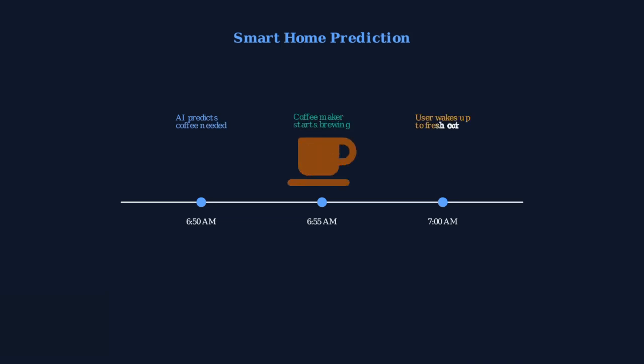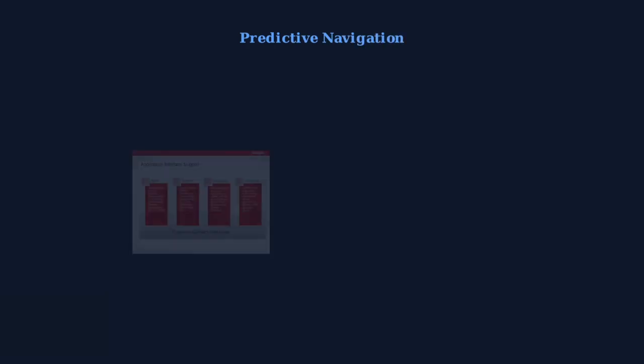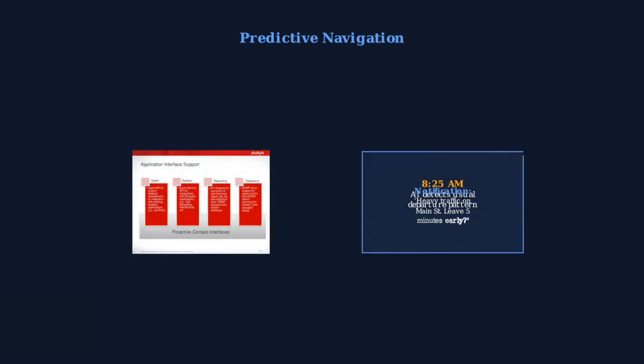Imagine your smart home system that notices you always turn on the coffee maker at 7 a.m. on weekdays. Instead of waiting for you to do it, it starts brewing coffee at 6:55 so it's ready when you wake up. Or consider your navigation app. Instead of waiting for you to open it and search for directions, it notices you usually leave for work at 8:30 and automatically sends a notification about traffic conditions and suggests the best route.